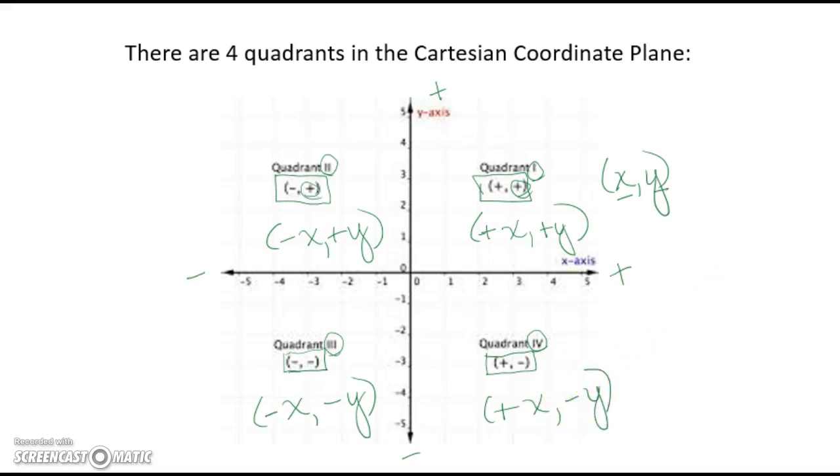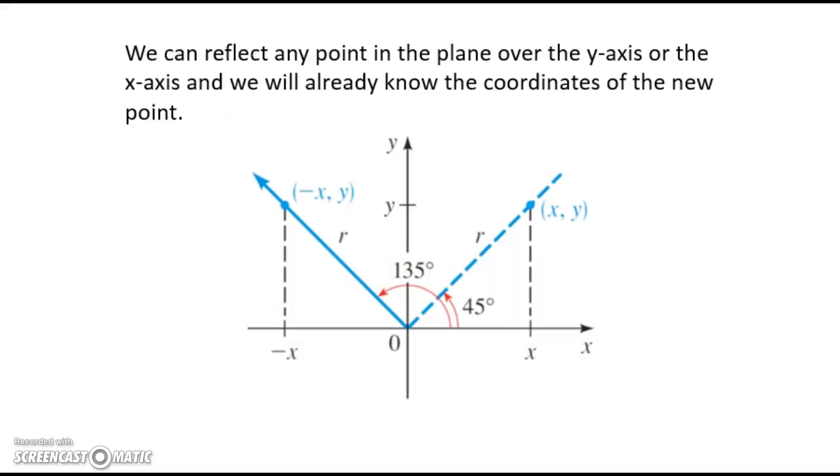So that's a little bit more work on our quadrants in the Cartesian coordinate plane. What we know is that if we can locate a point, let's say in quadrant 1, and we know the coordinates of that point are x, comma, y, when we take that point and we reflect it over the y-axis, we know exactly what the coordinates of its reflection are going to be.